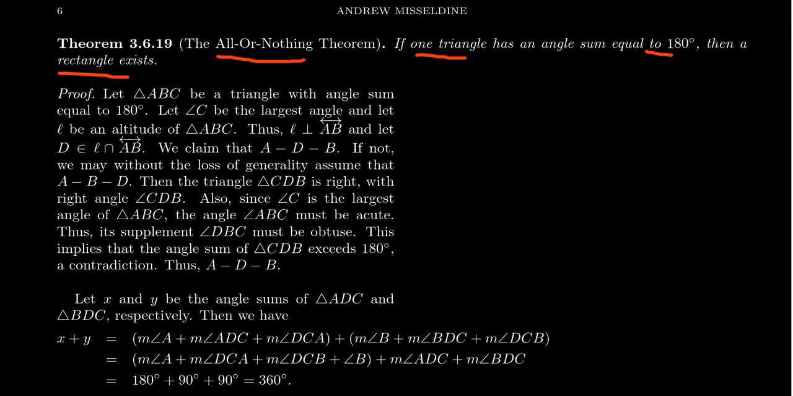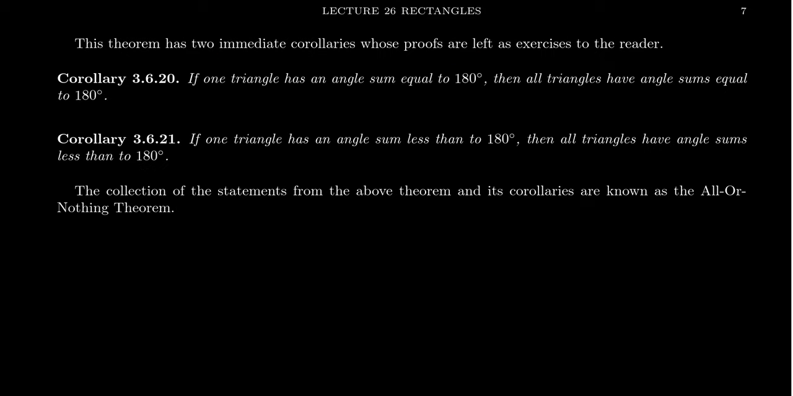Well, let's actually go to some corollaries of this theorem. So the all-or-nothing theorem tells us if one triangle is 180, then a rectangle exists. Well, if we combine the previous theorem with the all-or-nothing theorem, then if one triangle has an angle sum of 180, then all triangles will have an angle sum of 180. Because with the previous theorem that the students are going to prove in the homework, we see that if one triangle is 180, then rectangles exist. And if rectangles exist, then all triangles will be 180 here. There's some details to supply there, but I'm also leaving this corollary as a homework question for students to do. And so this is why we call the previous theorem all or nothing, because if one triangle is 180, then all triangles will be 180.